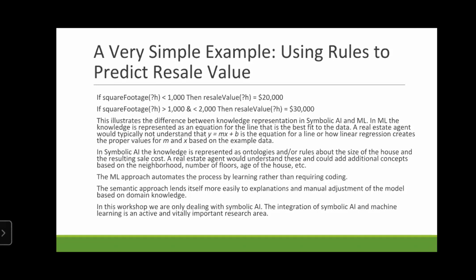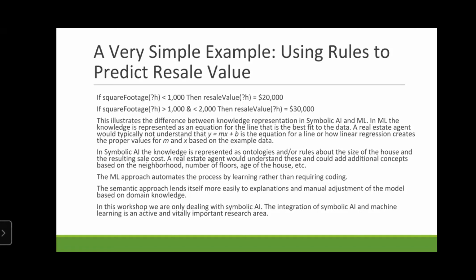In machine learning, the knowledge is represented in an equation of the line, or in general, a mathematical model that's not intuitive to a domain expert. It would be difficult to explain the reasoning to a real estate agent. In symbolic AI, the knowledge is represented in ontologies and/or rules about things like the size of the house. And if you wanted to add to that knowledge by talking to the real estate agent and adding information like the neighborhood that the house is in, the age of the house, things like that, you could develop more rules.